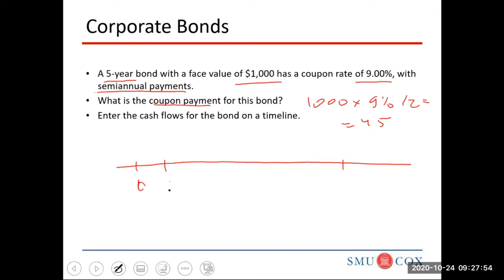So let's say this is 0, 1, 2, 3, 4, 5, 10. Period 2 is the end of year 1. So you get 45 each period, and then 45 in period 9, and then in period 10 you get 45, a coupon, and the principal 1,000, right? So that's the timeline for a bond.